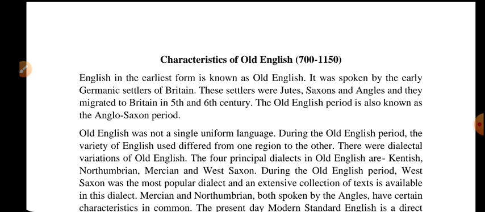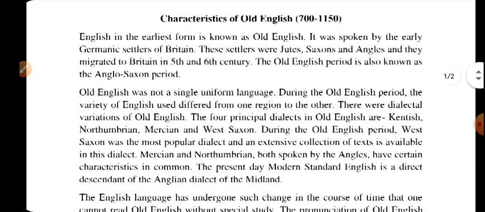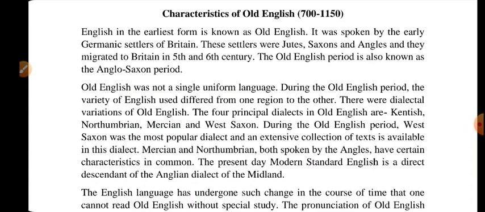The Old English period is also known as the Anglo-Saxon period. Old English was not a single uniform language. During the Old English period, the variety of English used differed from one region to the other. There were dialectical variations of Old English. There were four special dialects in Old English. What were they? They were Kentish, Northumbrian, Mercian, and West Saxon.